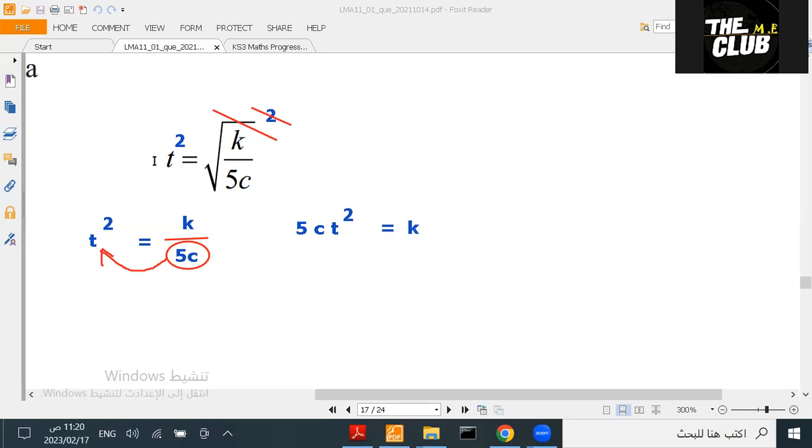So again, first thing we did is square both sides. We cancelled the root with the square, and t squared stayed alone. After that, I had K over 5C. We moved the 5C to the other side by multiplying. We got 5C t squared equals K. And this is the final answer for this question.